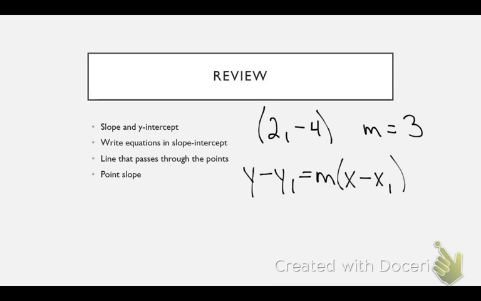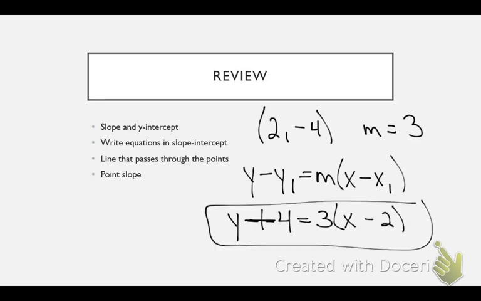You plug in negative 4 for y1, but what happens when you plug in negative 4 when there's already a subtraction? It turns into a plus. Equals, what's my m value? 3 times x minus, what's my x1? 2. And you're done. That's all you have to do. If I said slope-intercept form, you would have to keep going to get y by itself. But all you have to do on your quiz tomorrow is point slope. Any questions on that?